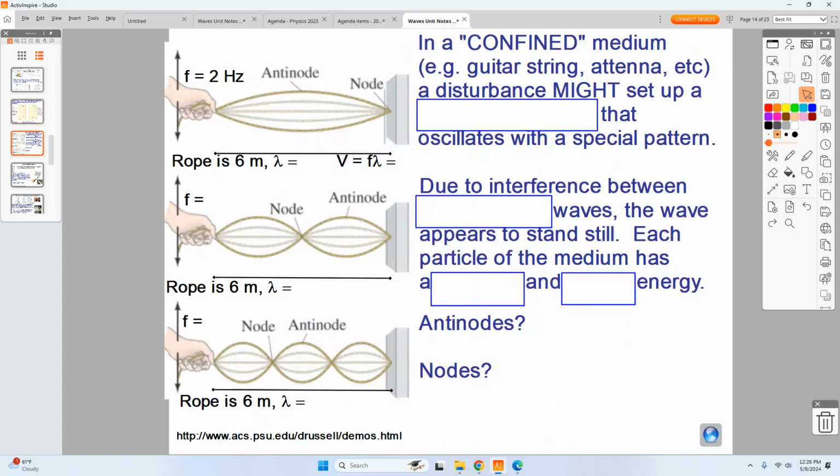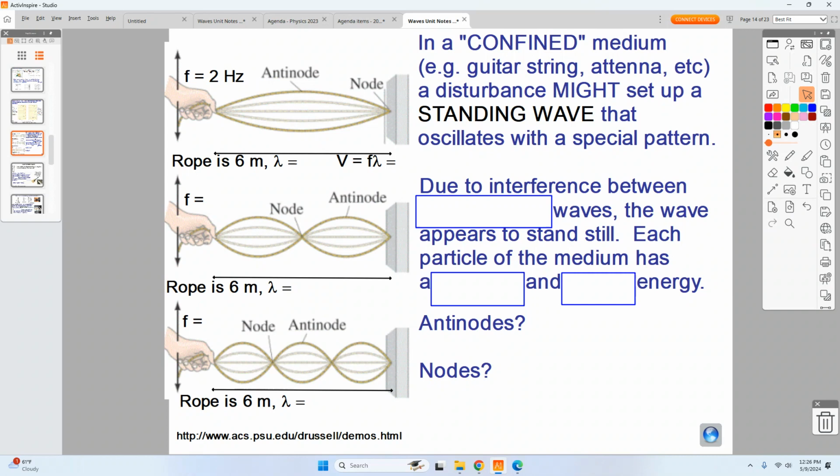Now, there's not an asterisk on this. This is what we call standing waves. There are times that I have a confined medium, a medium that has endpoints. Could be a guitar string, could be an antenna. A disturbance might set up something called a standing wave, which oscillates with a particular pattern.